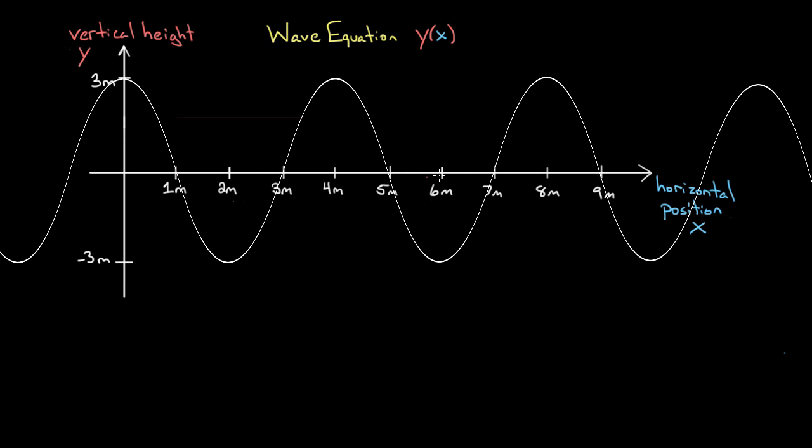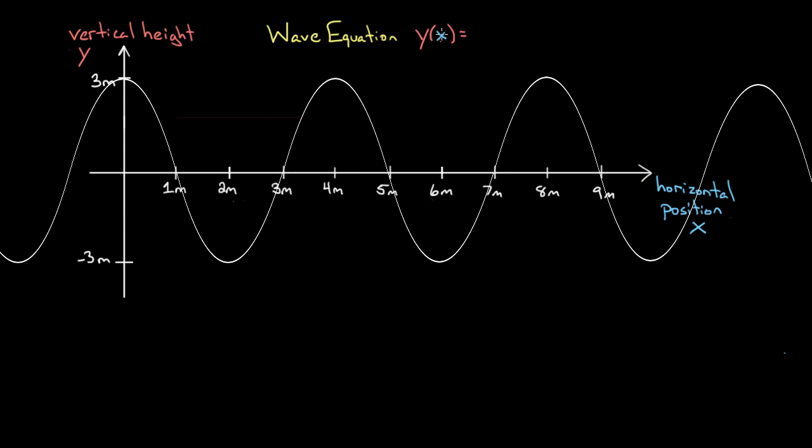And if I were to plug in an x value of 6 meters, it should tell me, oh yep, that y value is -3. So no matter what x I plug in here, say 7, it should tell me what the value of the height of the wave is at that horizontal position. So what would this equation look like? Well, let's just try to figure it out.